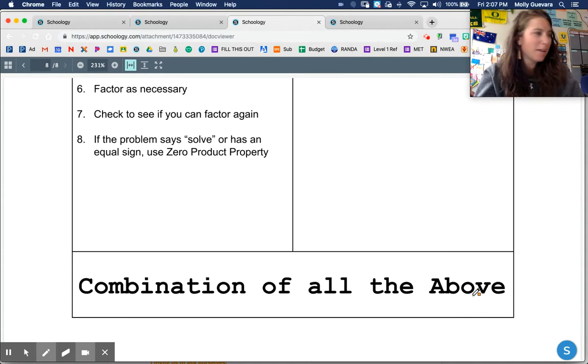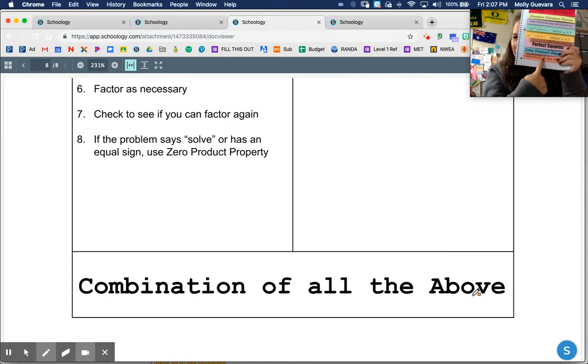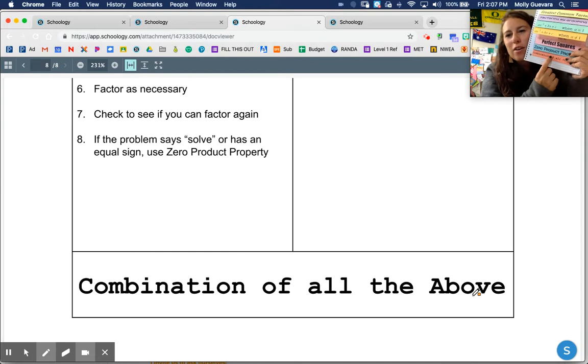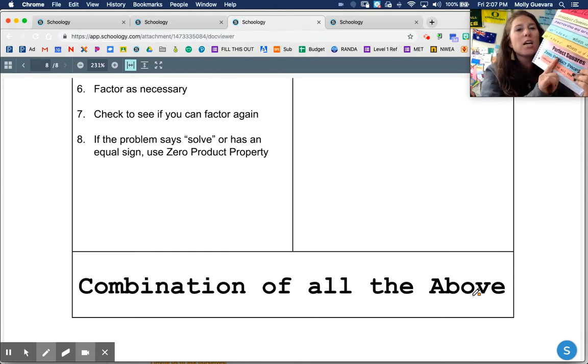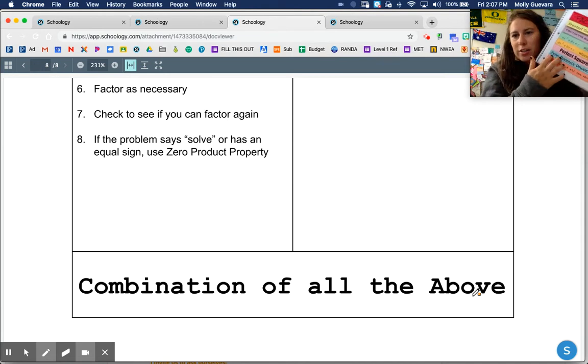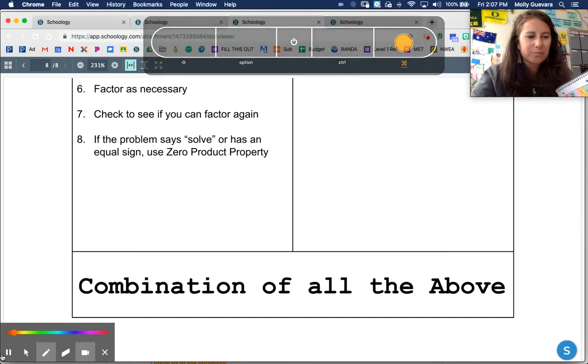Happy day, happy day. We are going to fill out the last part of our factoring foldable today, which is a combination of all the different types of factoring. So we're going to look at how do I know when to factor? How do I know what method to use when I'm asked to factor?